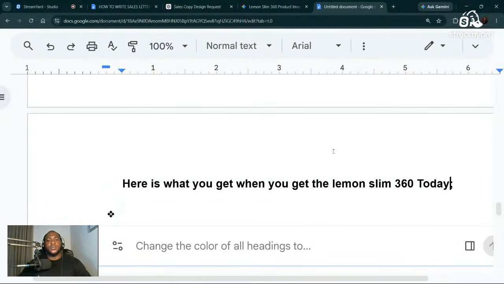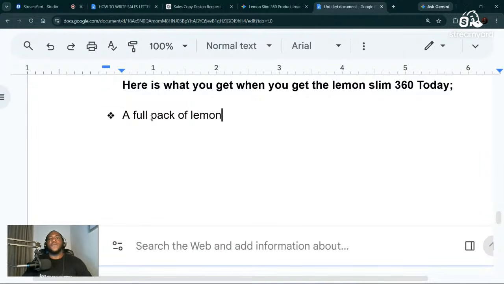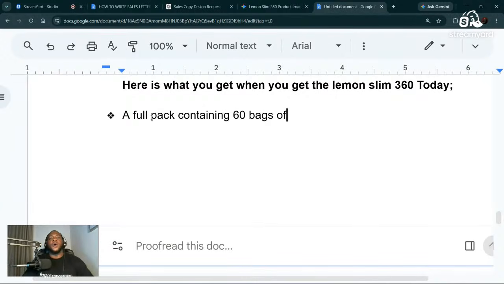Then number one, you get a full pack of Lemon Plus, a full pack of Lemon Slim 360, a full pack containing 60 bags of high natural supplements.